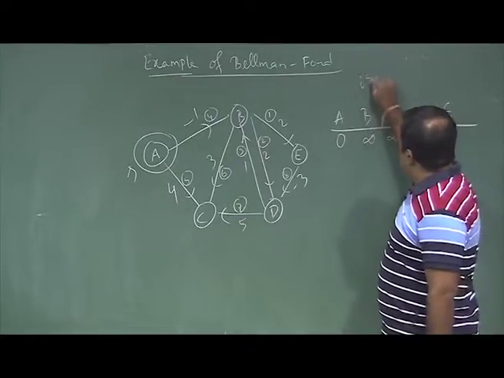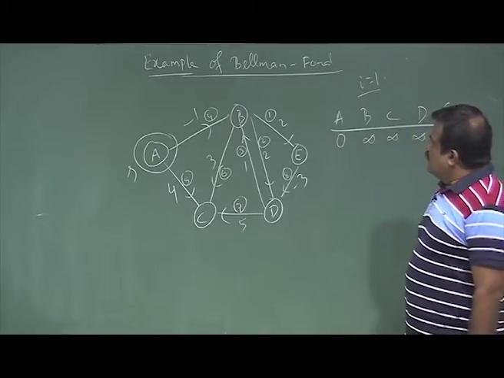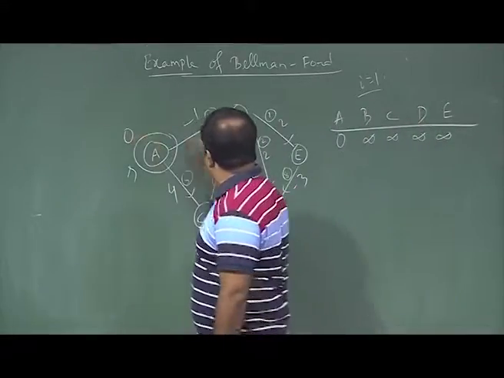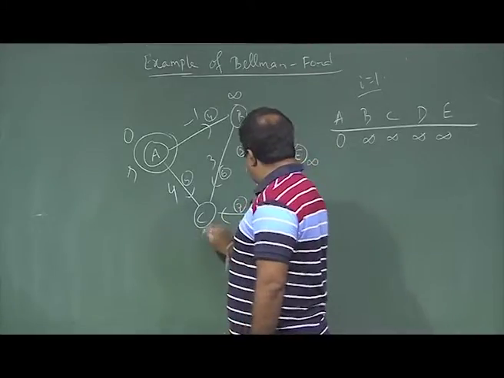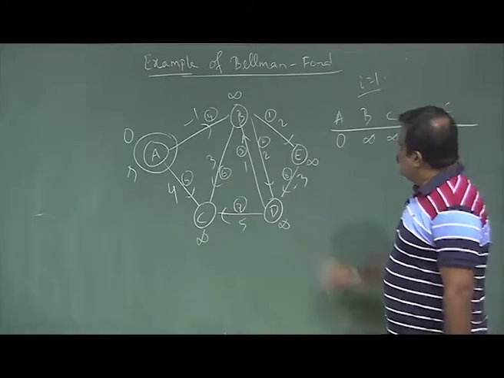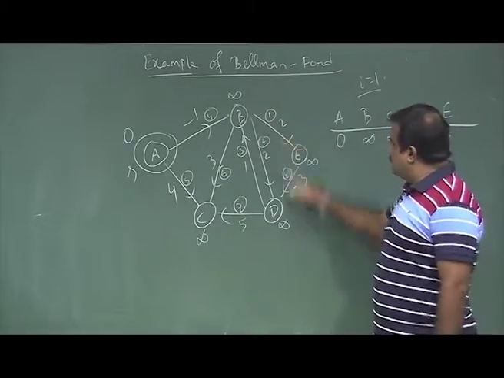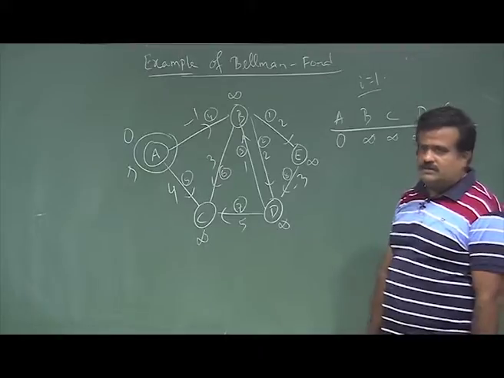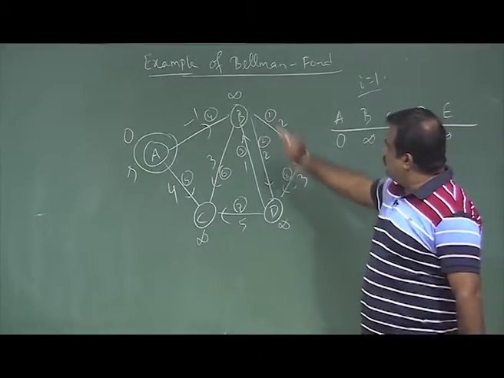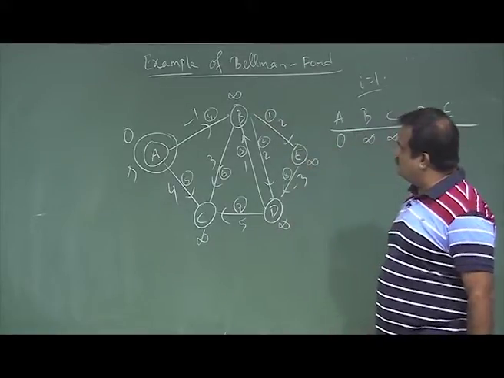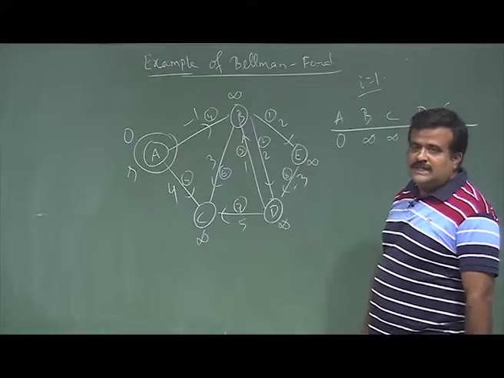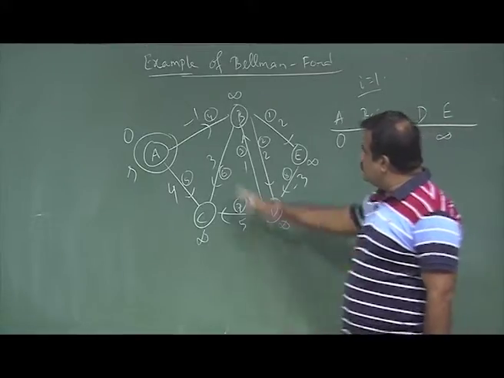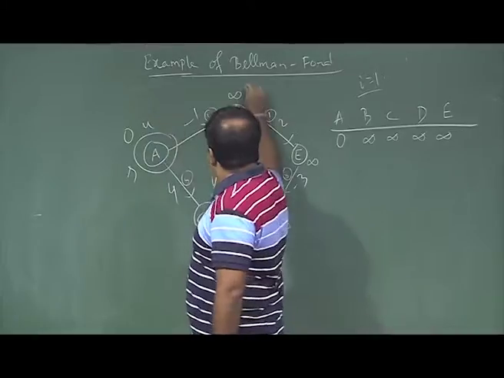Now for i equal to 1, we have to do it for all the vertices. So we initialize the distance: this is 0, and all of these are infinity except this one. Now we start with this edge, this is U, this is V. Both are infinity, so no relaxation is possible. There is nothing changed for edge number 1. Edge number 2 also, this is infinity, this is infinity, so no relaxation is possible for this vertex. Edge number 3, same, no relaxation. Edge number 4 is this. Now for edge number 4, this is U, this is V.